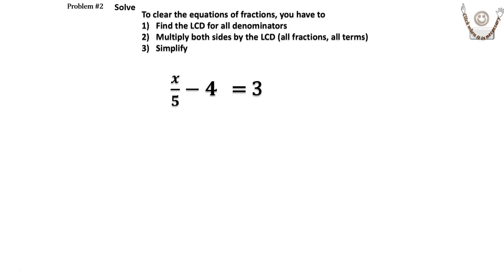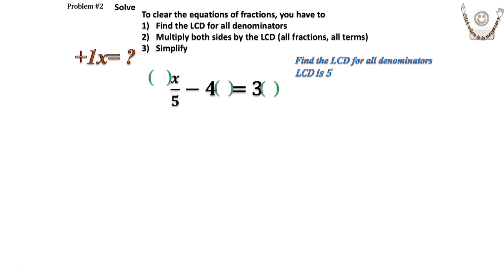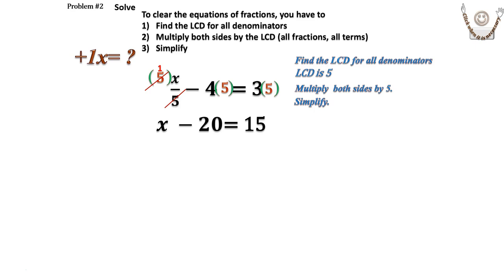Here is the same equation, but I will use a shortcut. As you remember, we are looking for positive 1x. First step, to clear fractions, we have to find the least common denominator for all denominators. In this case, it will be just 5. Next, we have to multiply each term on both sides by the least common denominator, and it's a good idea to keep parentheses. Now we're multiplying by 5, by 5, by 5. And after that, let's simplify, because 5 over 5 is 1, so it will be just 1x. Negative 4 times positive 5 would be negative 20, and 3 times 5 is 15.